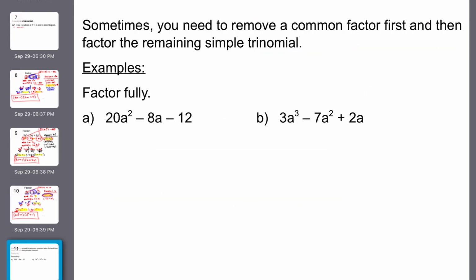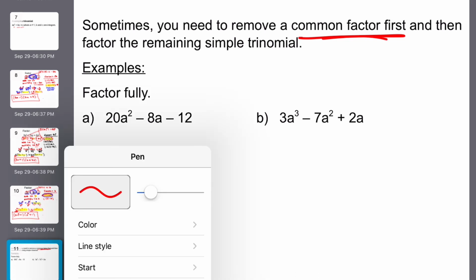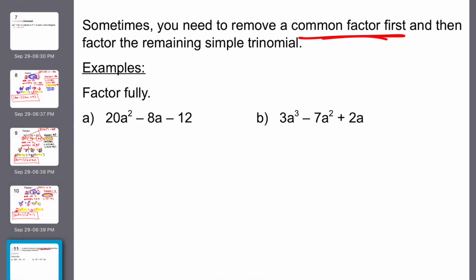And one more scenario I want to talk about. So sometimes, just like in every type of factoring, sometimes you need to remove a common factor first, and then you can factor it as a simple trinomial. So the first one here, 20a squared minus 8a minus 12, it looks like you can take out a 4, divide a 4 out from all these terms. So you can go ahead and complex trinomial factor it right as is, but when you do 20 times 12, you're going to get some monster numbers that you probably don't want to deal with. So to make your life easier, common factor out a term first if you can. So we can take out a 4.